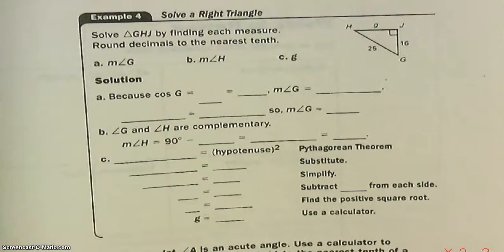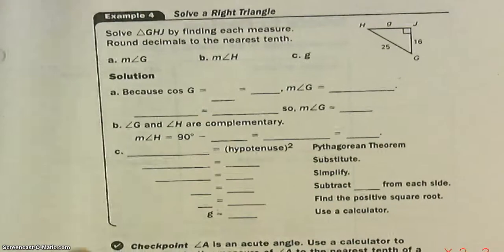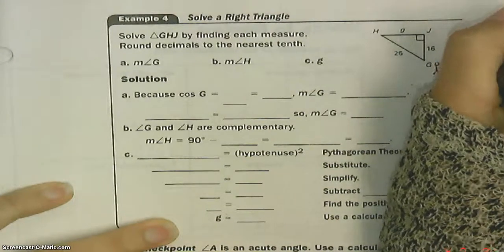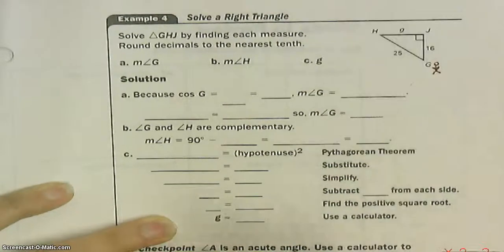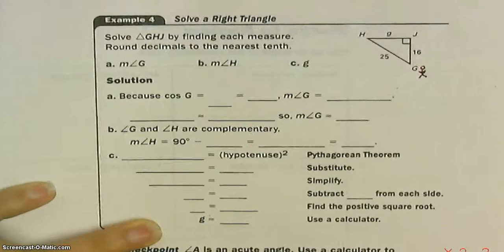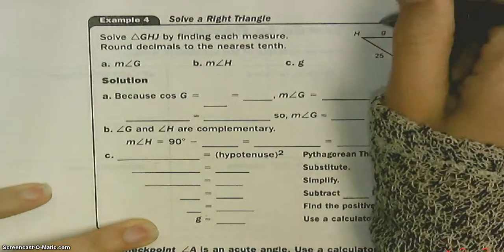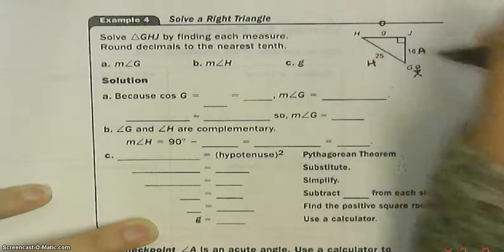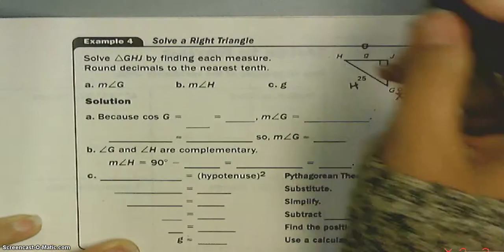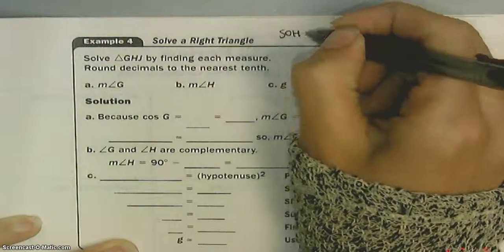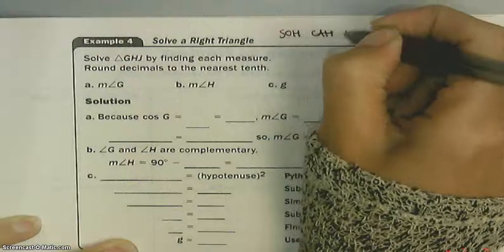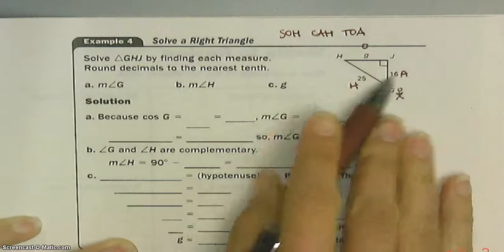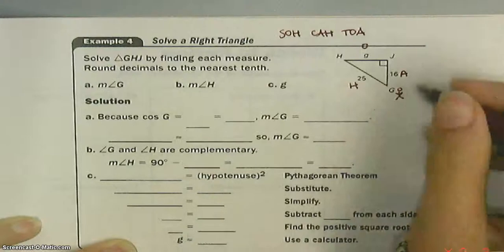Find each measure. It looks like we're solving this whole right triangle. Well, they want us to find angle G first. So let's stand here at angle G. Remember, to find angles, we have to use the inverse. But what inverse are we going to use? Let's look at what they gave us. They didn't give us the opposite. They gave us the hypotenuse and they gave us the adjacent. Well, think about SOHCAHTOA. Adjacent and hypotenuse. Oh, that's cosine. So I'm going to write cosine.